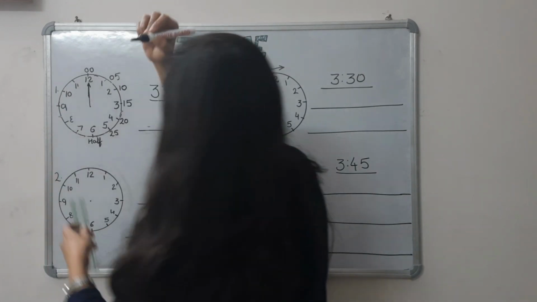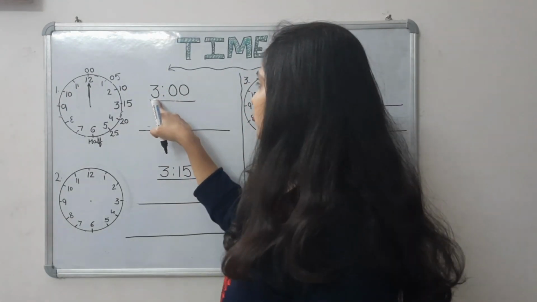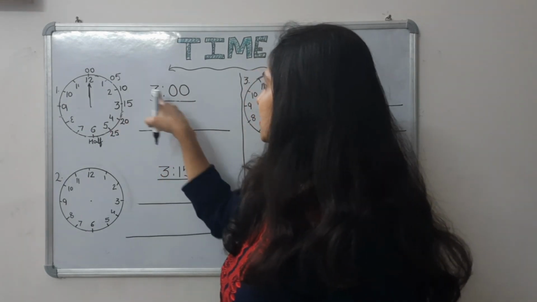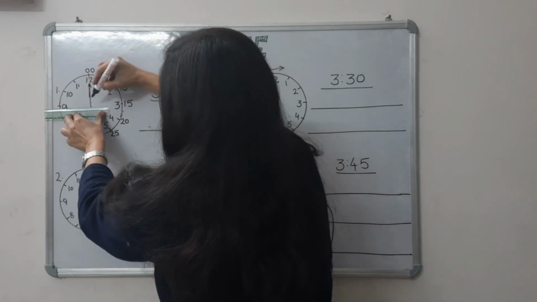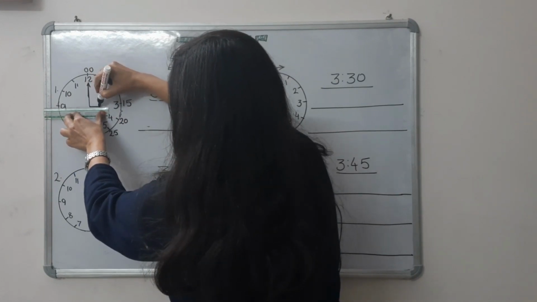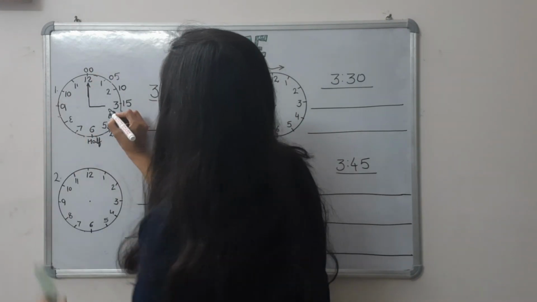Okay, this is the minute hand. And now we have to draw the hour hand. That is at 3. Now the hour hand is small in size, so we will draw a small hand. Now this clock is showing the time 3 o'clock.